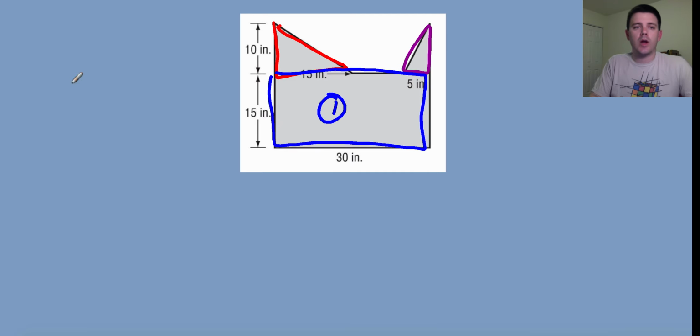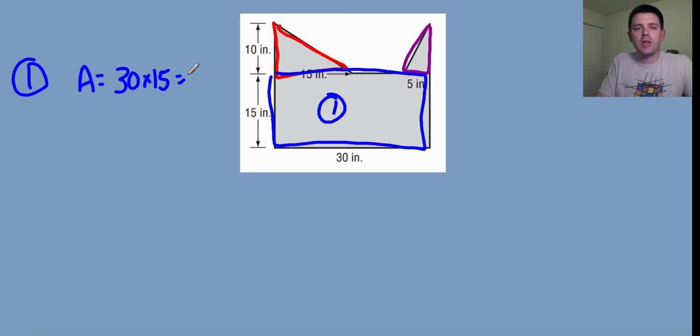So let's start with the rectangle. To find the area of a rectangle, we just need base times height. Base is the distance from end to end, so that's 30 times my height, 15. 30 times 15 is 450 inches squared.